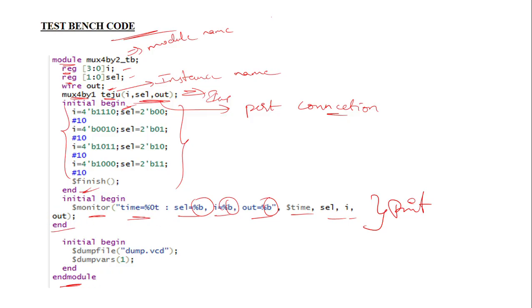These begin blocks stop with end. These lines are used for the waveform generation. I coded this program in EDA Playground, so for generating the waveform I use these four lines. And it stops with endmodule. So this is our test bench code.